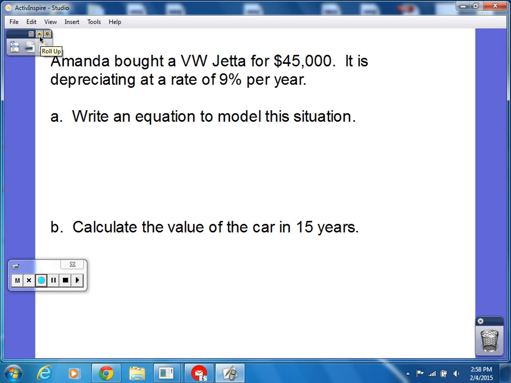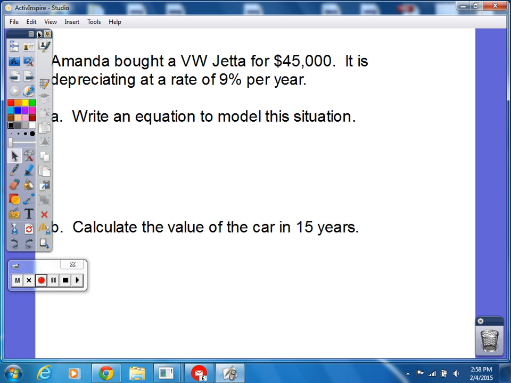We have Amanda who bought a VW Jetta for $45,000. It is depreciating at a rate of 9% per year. So part A asks us to write an equation to model the situation. Part B asks us to calculate the value of the car in 15 years.